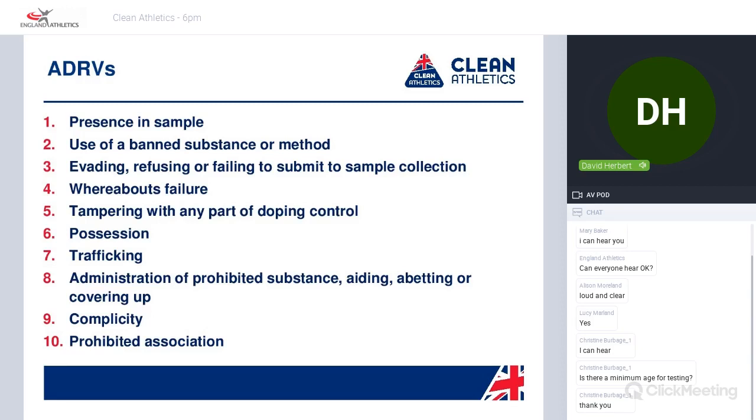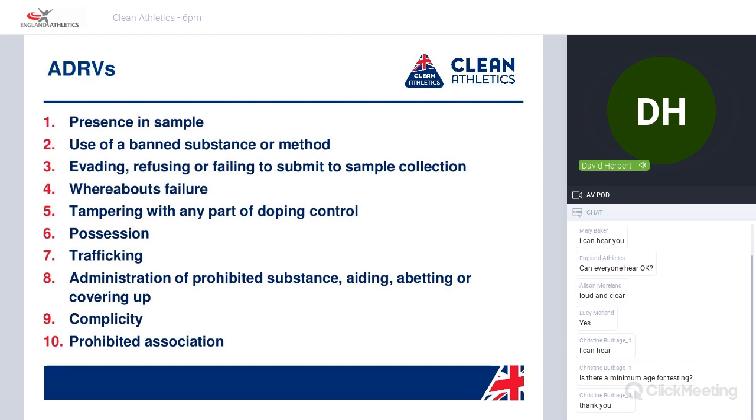Trafficking, obviously, and this sometimes applies to athlete support personnel as well, if they're trafficking a prohibited substance into the country, they can be prosecuted for that. Administration, so especially for athlete support personnel, if they're administering a prohibited substance to an athlete, then they can be disciplined. Complicity, so if they're complicit in somebody else doping.